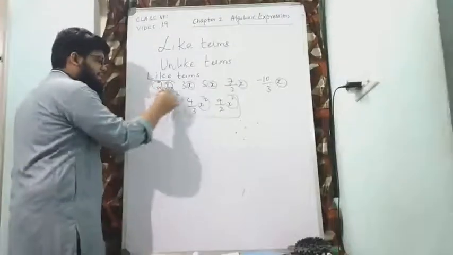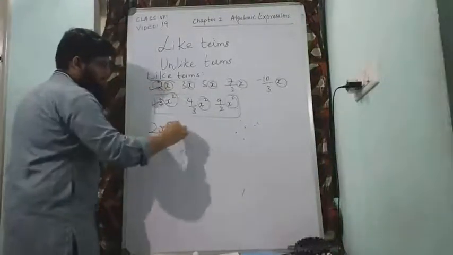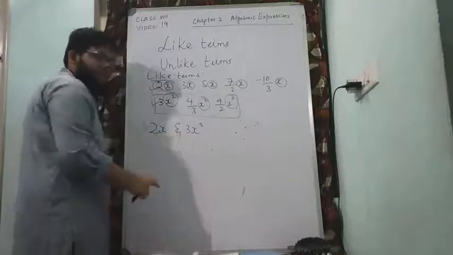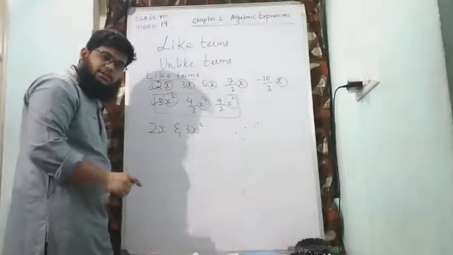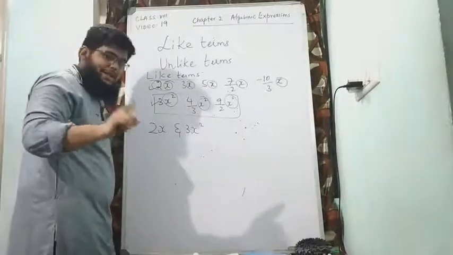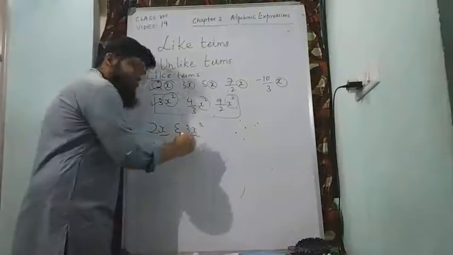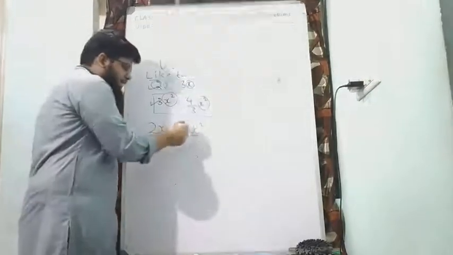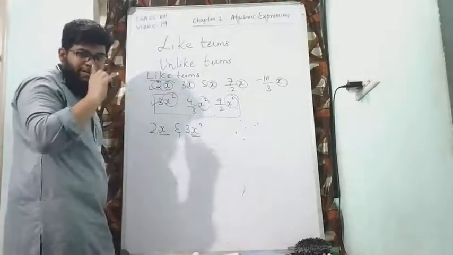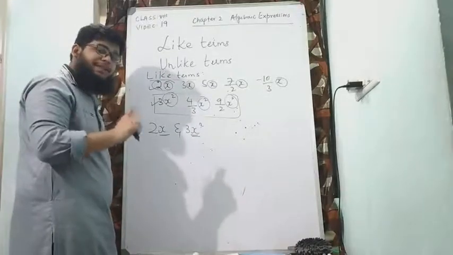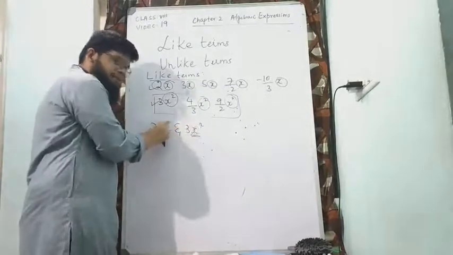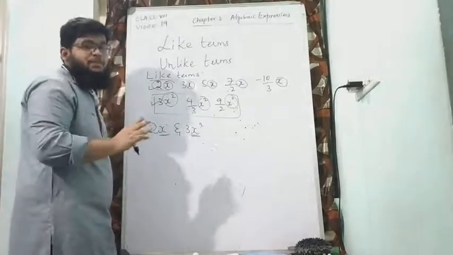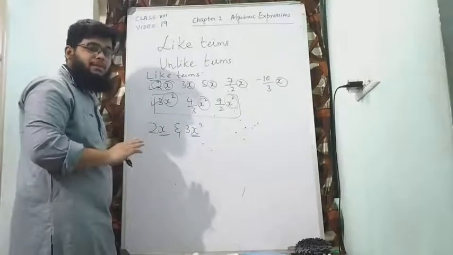Example, take 2x and 3x square. So 2x and 3x square, are they like terms or unlike terms? They are unlike terms. You may think here also you have x and here also you have x. So why are they not like terms? The reason is this has square and this does not have square. So you should be very careful. Even the powers, the exponents, should be the same. If they are not the same, then they become unlike terms.